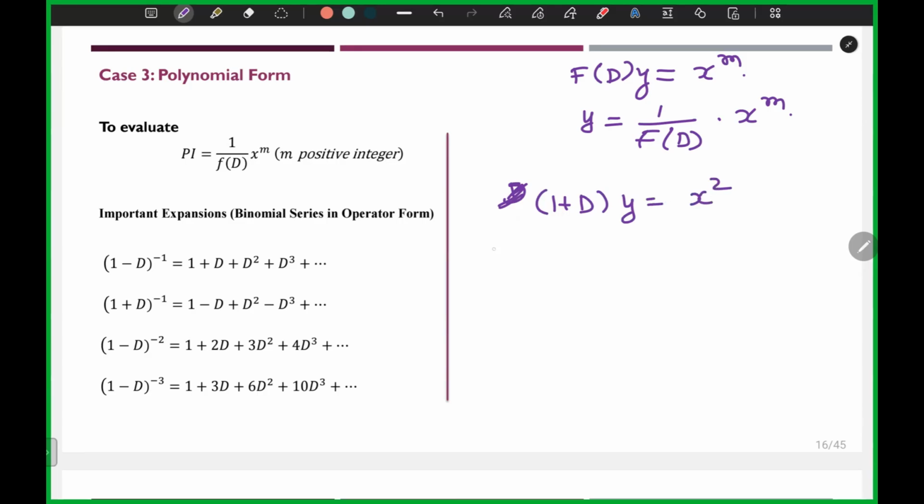So how do I find the particular integral here? Simply write 1 over (1 plus D) on x squared. And here we use the binomial series in operator form. You all are aware of what can be written as (1 plus D) to the power n. Tell me, anyone of you, what is the binomial expression for this?